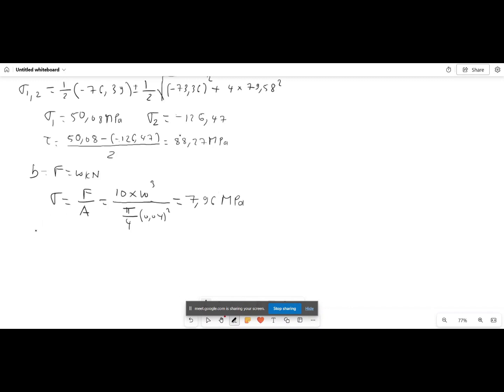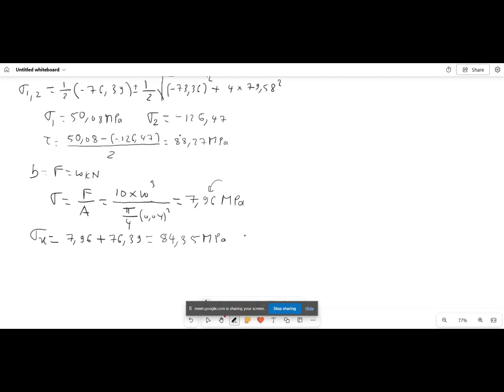Now, the direct stress rho x will be the combination of the 7,96 plus the direct stress created by the bending, which was 76,39. Mr. OG, are you getting this answer? Yes, I'm getting that answer. My conversion was wrong. So what you get as your new rho x is 84,35 MPa.